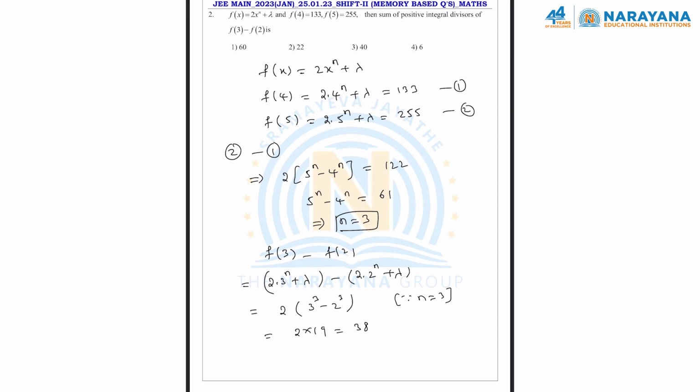And what he is asking is the sum of positive integral divisors of 38. What are the divisors of 38? It will be 1, 2, 19, 38. What is the sum of these? 38 plus 1 is 39, 39 plus 21 is 60. So the answer will be 60. We have to add all these: 1 plus 2 plus 19 plus 38 is equal to 60.